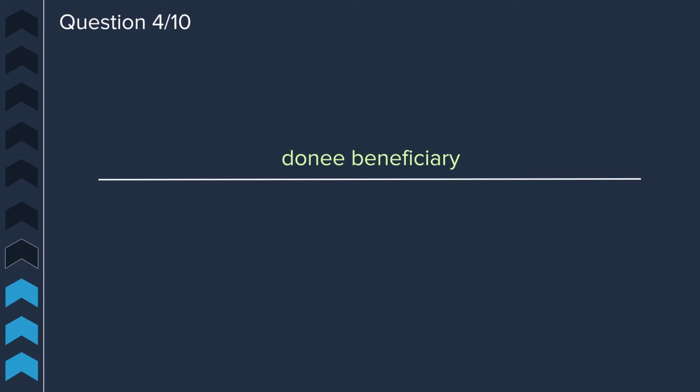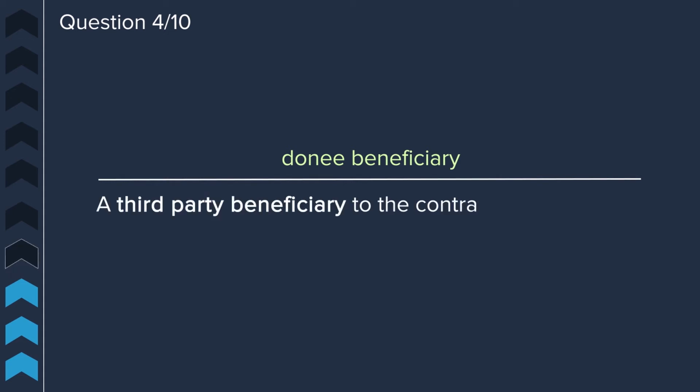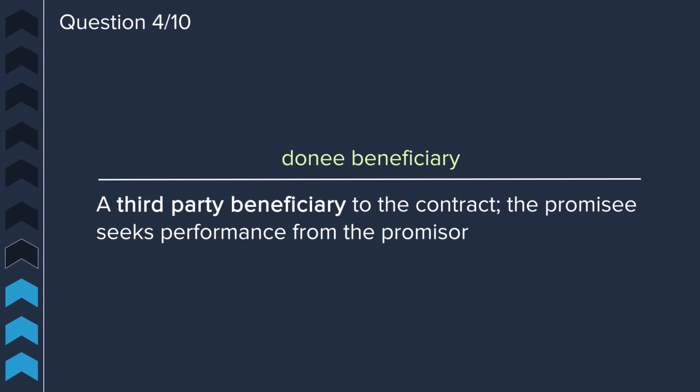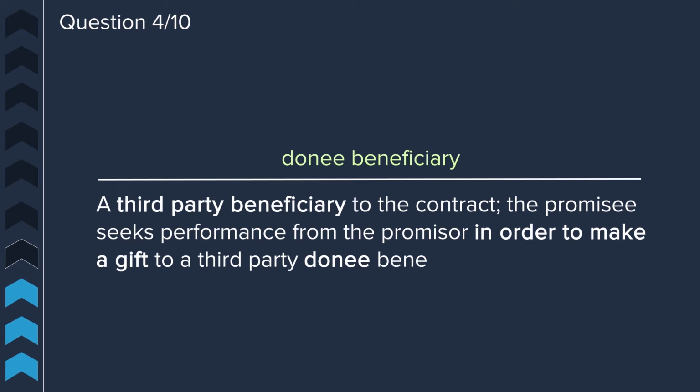Question 4. Define donee beneficiary. A donee beneficiary is a third-party beneficiary to the contract. Here, the promisee seeks performance from the promisor in order to make a gift to the third-party donee beneficiary.